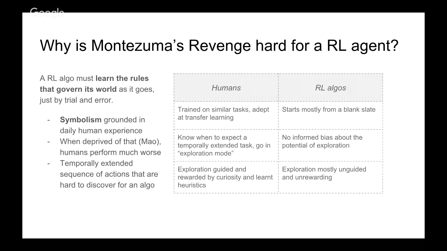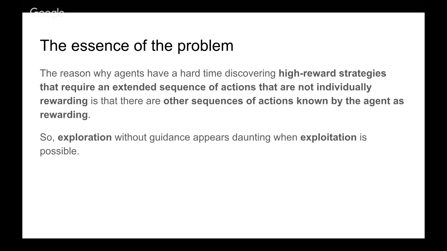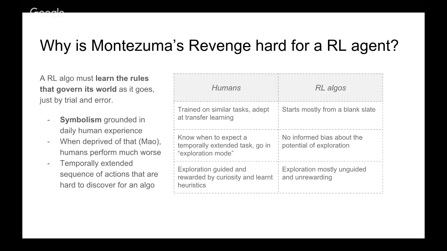The other thing that's difficult with Montezuma's Revenge is that what's required to achieve the ultimate goal is a temporally extended sequence of actions, and these are hard to discover for an algorithm. Humans are curious, and they have this prior knowledge and some heuristics that they learned in their life that help guide them towards the goal. But for a reinforcement learning agent, it's quite difficult. So this is the essence of the problem, the last point about temporally extended sequences of actions.